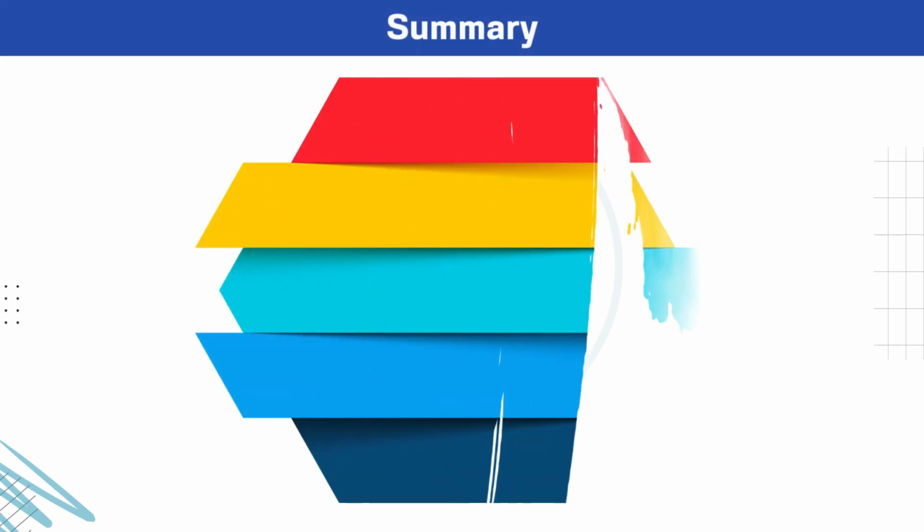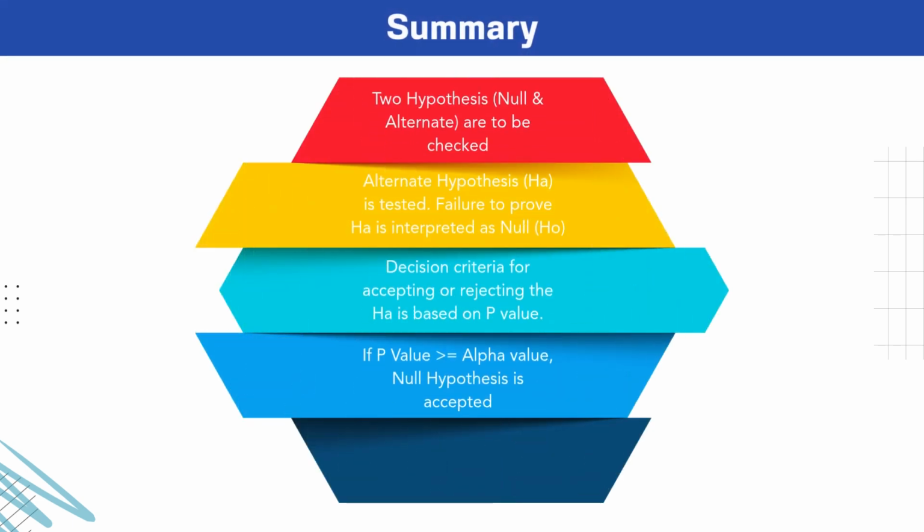Let's close our session with a quick summary of the key concepts in hypothesis testing, visualized in this step-down funnel format. Two hypotheses, null, H0, and alternate, HA, are always tested. Any hypothesis test starts with defining these two competing statements. The alternate hypothesis, HA, is what we test. We attempt to prove HA using data.